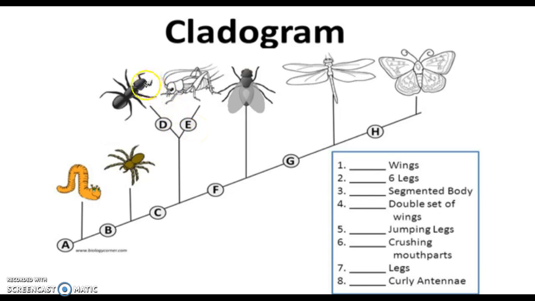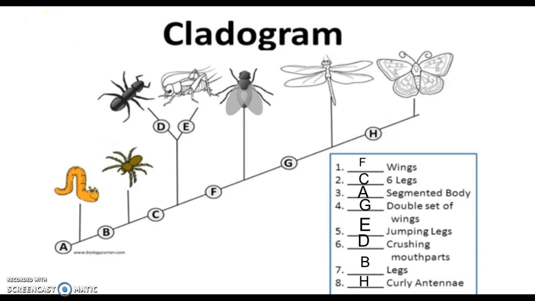Crushing mouth parts right here on the ant, so letter D. And then legs would be B, because everybody after B has that trait. And then the curly antenna is just the butterfly here, and so letter H. So in your packets you can fill that in with those particular letters.